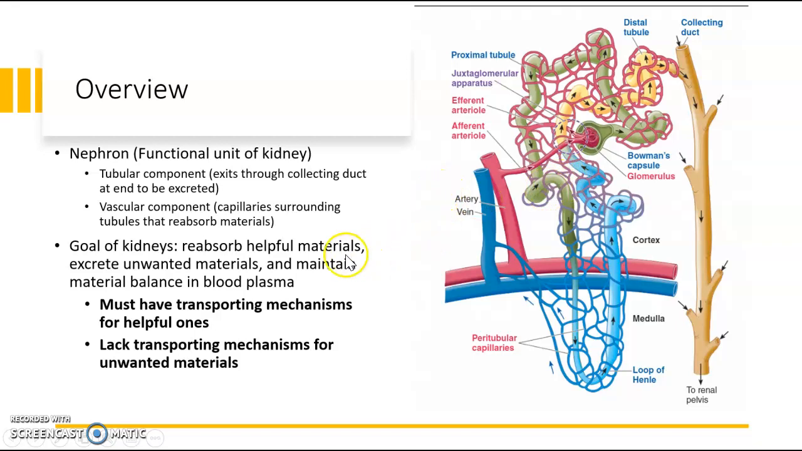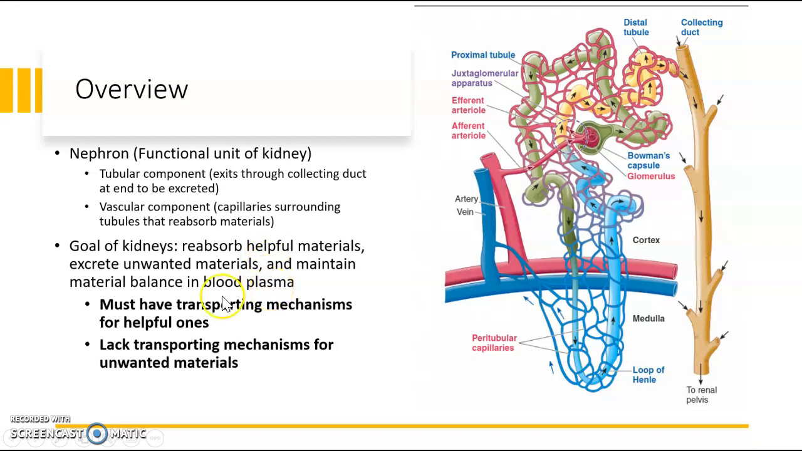Now, the goal of the nephron, or the kidneys, is to help reabsorb good materials, so materials that are beneficial to the body, like water, sodium, calcium ions, those types of things, excrete unwanted materials, that's like antibiotics that don't need to be used anymore, any metals or lead, those types of things, and maintain a material balance in the blood plasma so that you have normal blood pressure and that you've got enough materials to pretty much do all the functions of the body in the blood plasma so that they can readily be taken up by cells.